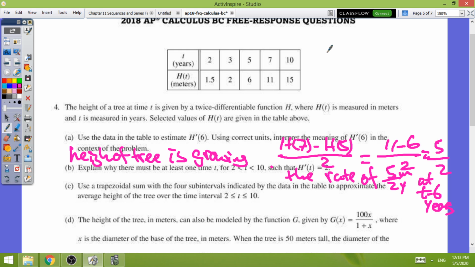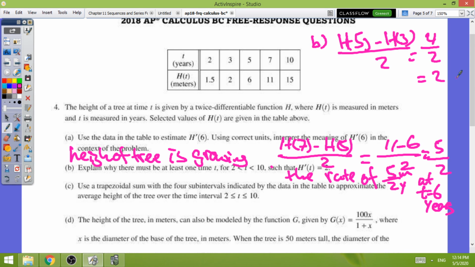So the one that I would select for part B is h of 5 minus h of 3, so 5 minus 3, that'll be 2. So h of 5, which is 6, 6 minus 2, then that's 4. So it's 4 over 2, then that'll be 2. Again, it's all about the mean value theorem.